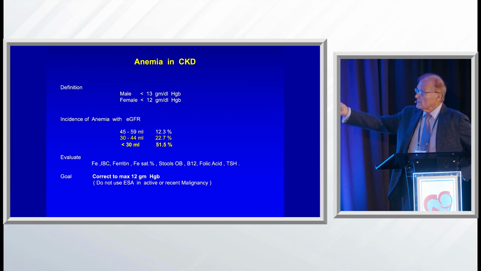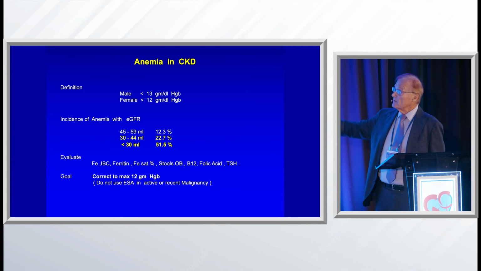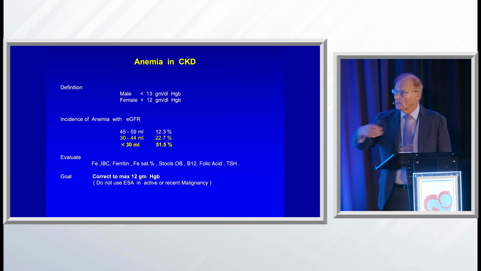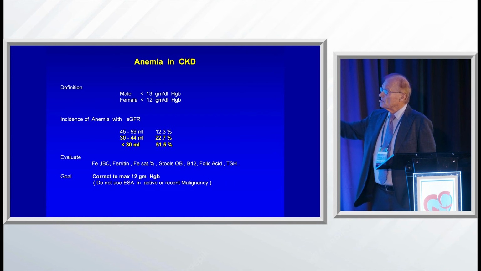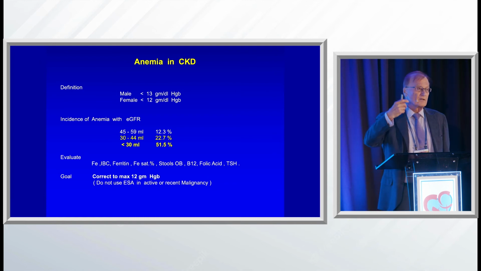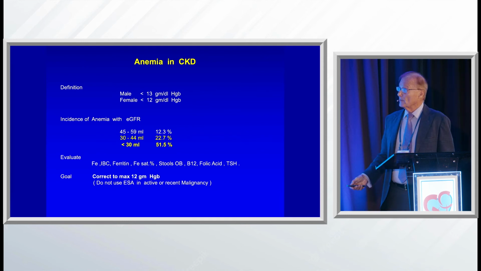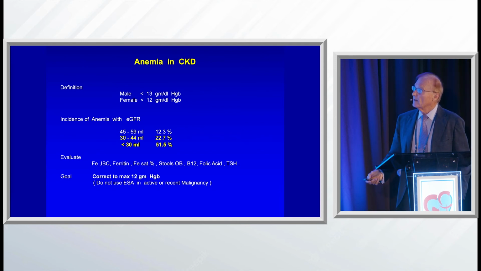Again, if your eGFR is less than 45, 1 out of 5 have anemia, and you need to do the whole thing. You need the iron studies, B12, folic acid. So you need to evaluate the patient because they may be iron deficient, and it may not be just from a renal standpoint. So they become anemic.